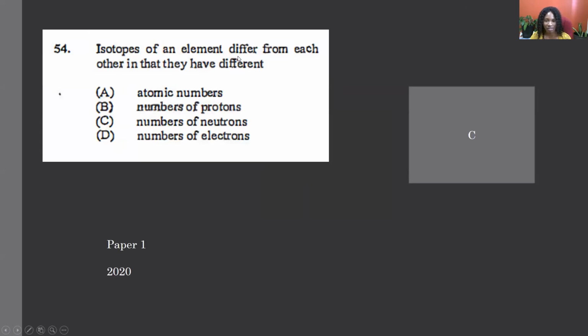Isotopes of an element differ from each other in that they have different... and yes, that answer would be the number of neutrons. Remember that isotopes of an element have the same proton number, but they have a different mass number. And so that must mean that the number of neutrons differs.